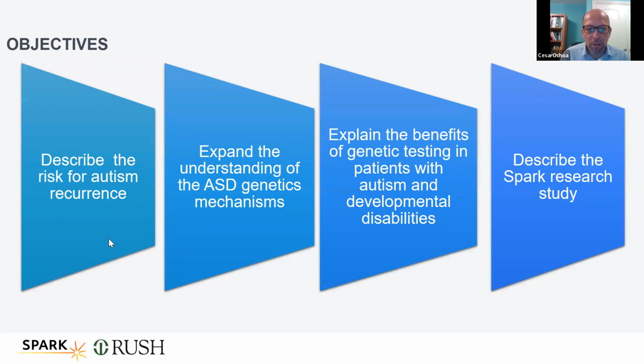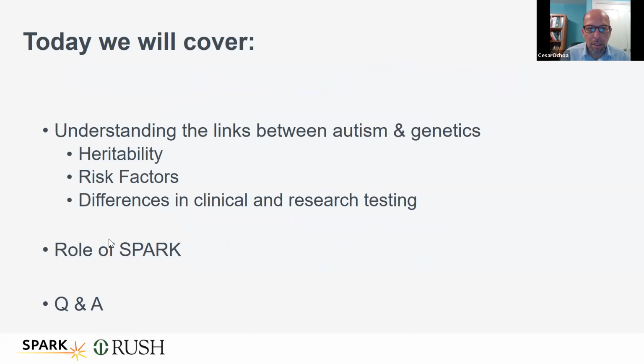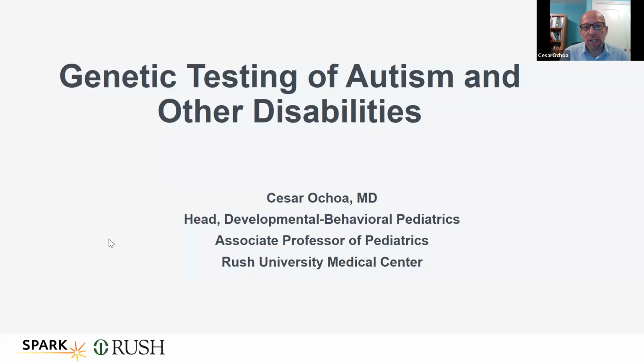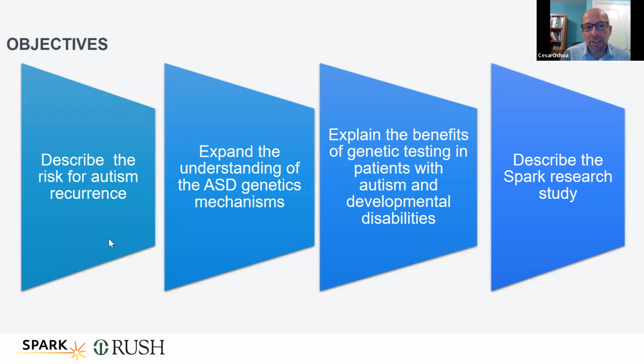We're going to talk about genetic testing of autism and other developmental disabilities. We're going to describe the risk for autism recurrence, expand the understanding of the autism genetic mechanisms, explain the benefits of genetic testing in patients with autism and developmental disabilities, and describe the Spark research study.